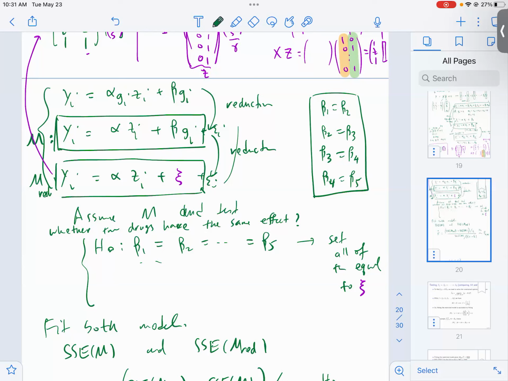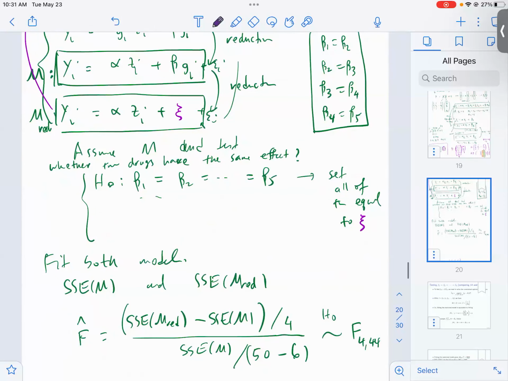So now let's say, second question, first question 1. Question 2, whether they have any effect at all. So this is for question 1.